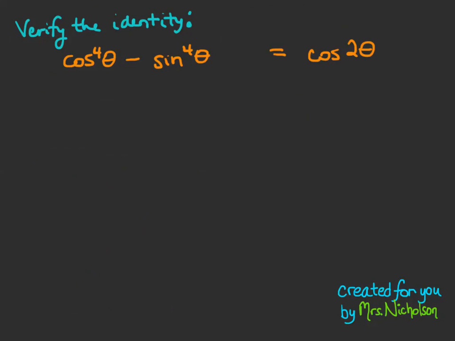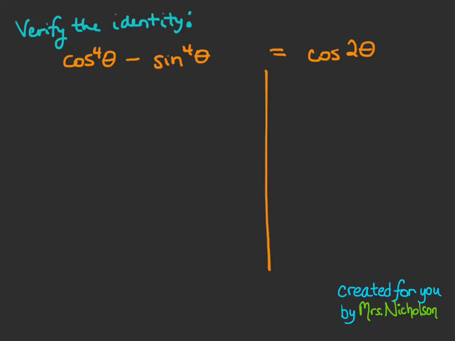Here I have cosine to the 4th theta minus sine to the 4th theta equals cosine 2 theta. It does say verify the identity, so I'm going to put up my wall. And cosine 2 theta indicates that I need to use a double angle identity. But if you remember, there are 3 different versions of the double angle identity for cosine. And since I'm not really sure which one to choose yet, I'm going to start working on the left side.